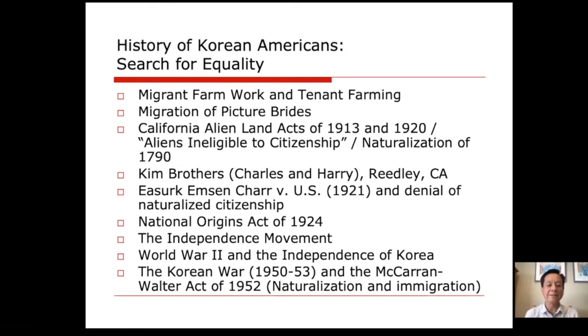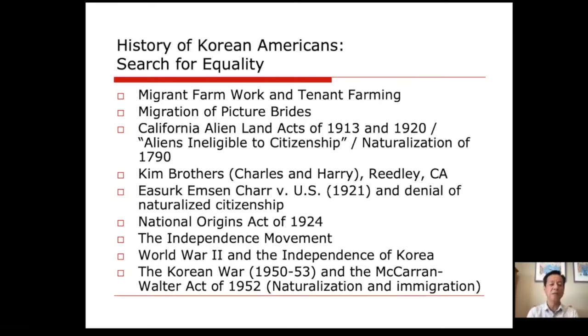Can you imagine? He was a veteran of the First World War. And the law at the time allowed any foreigner who served in the US military during World War I to gain American citizenship immediately. So he was granted citizenship. But then when the United States government saw his papers and saw that he was Asian, it stripped him of his citizenship. And he sued the United States government, but ultimately he lost.